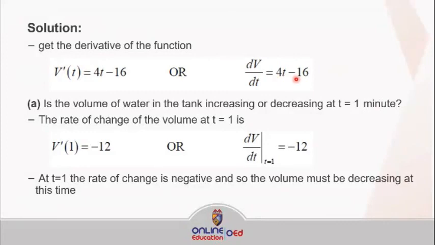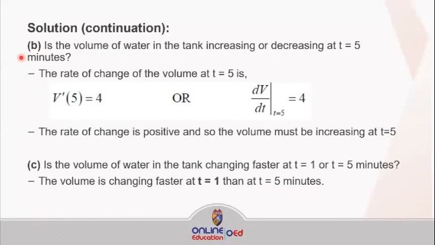And solve na natin yung first problem natin, which is yung letter A. Ang first down natin na question is, is the volume of water in the tank increasing or decreasing at t is equal to 1 minute? The rate of change of the volume at t is 1. If we are going to substitute the value of t as 1, substitute lang natin dito, for the V prime of 1 or dV over dt, equivalent lang siya sa negative 12. So at t equals 1, the rate of change is negative and so the volume must be decreasing at this time. Possible siya na pa-decrease kasi negative daw yung mismong value natin, which is negative 12.